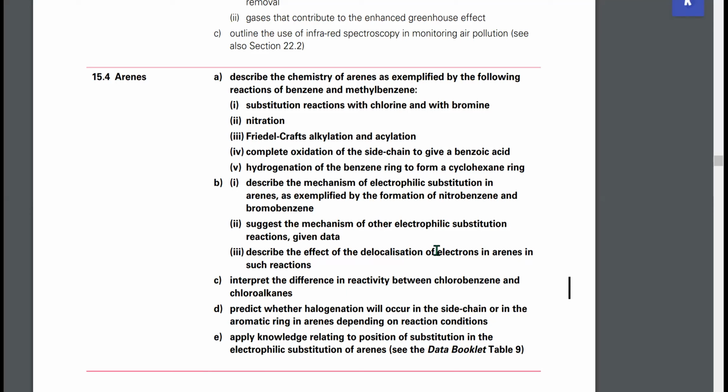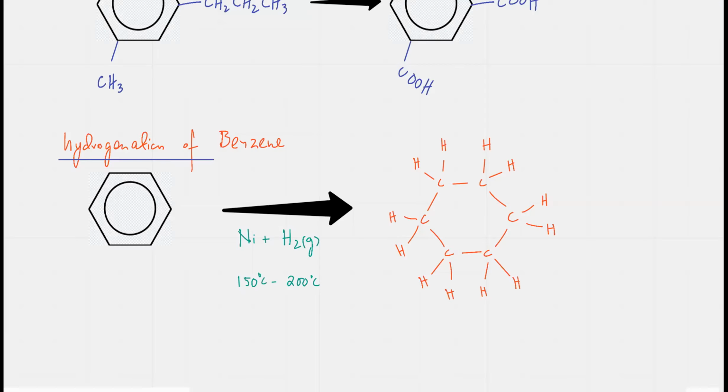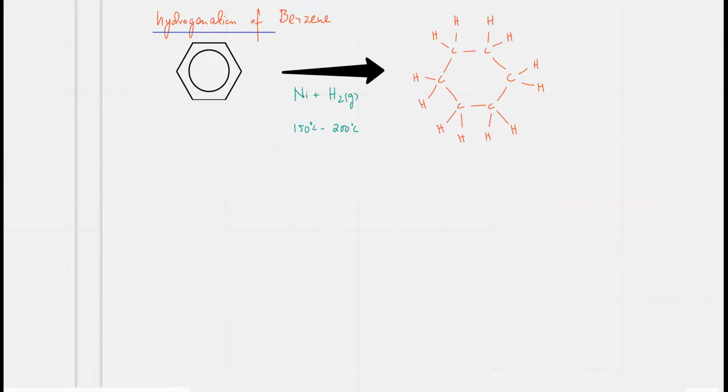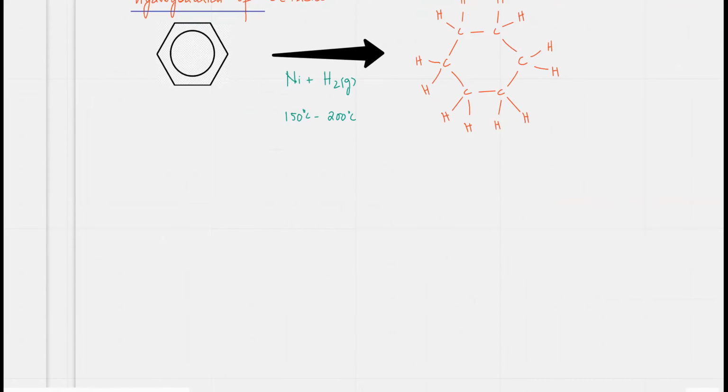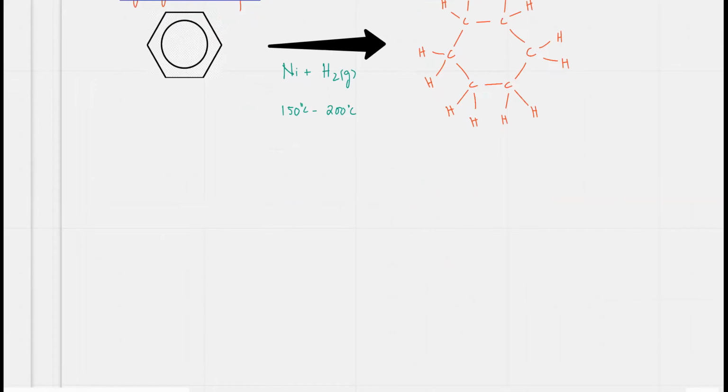About halogenation. One thing that you should remember, I'll just write a simple point over here, that just remember that the free radical substitution that you did in AS, that was an AS reaction. Yeah, that was one of your AS reactions.